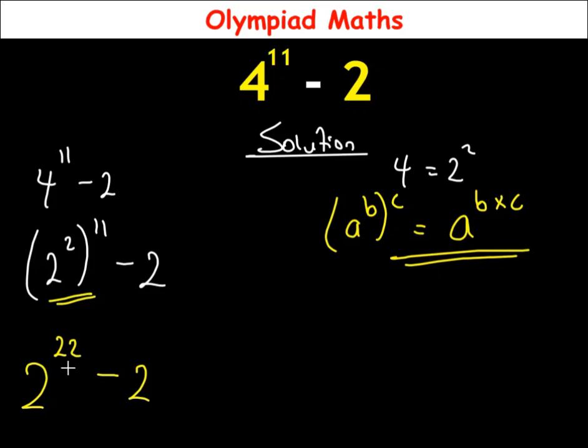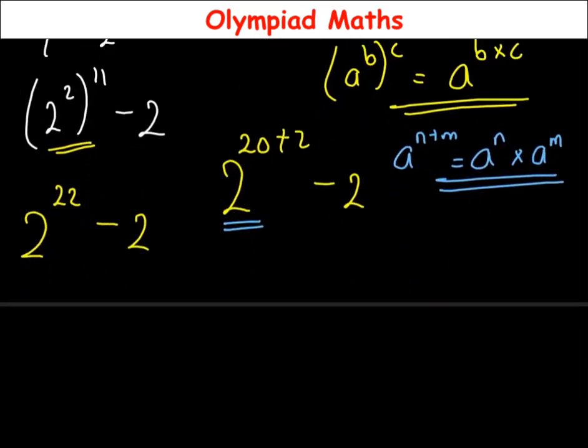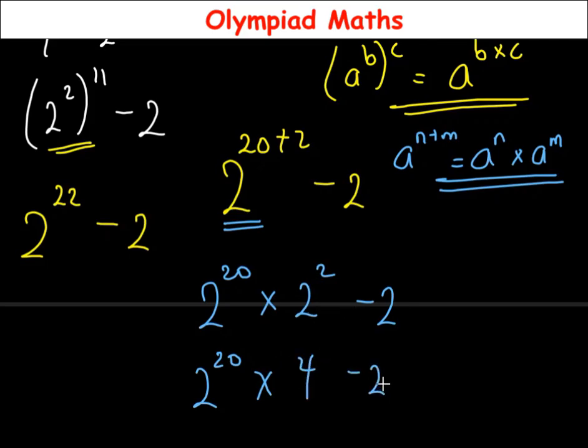To do so, we can express 22 as 20 plus 2. So that will become 2 raised to power 20 plus 2, then minus 2. At this junction, there's a rule that if you have a raised to power n plus m, this equals a raised to power n times a raised to power m. So applying this rule, we have 2 raised to power 20 times 2 raised to power 2, then minus 2. This shows that 2 raised to power 20 times 2 squared, which is 4, then minus 2.